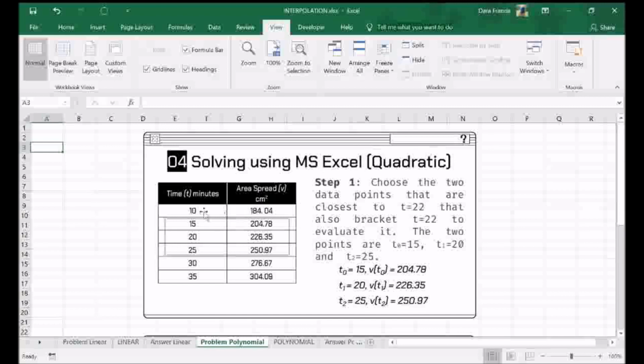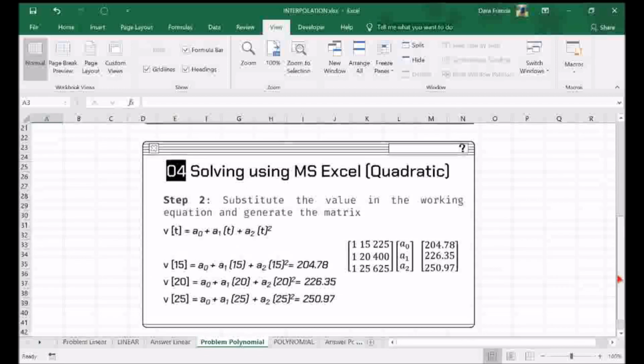The next way of solving our sample problem is using quadratic interpolation. The only thing different with this is that we are using 3 points instead of 2. So the same first step, we choose our data points, but now we choose 3 data points that still bracket t equals 22. Remember, it still needs to cover t equals 22. So I chose 15 minutes, 20 minutes, and 25 minutes. As you can see here, I chose them and wrote their equivalent functions.